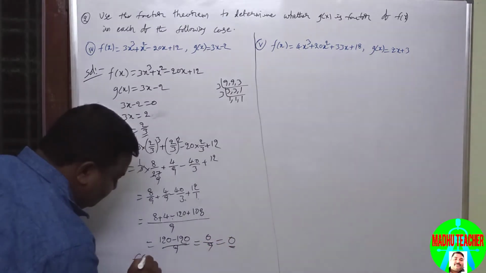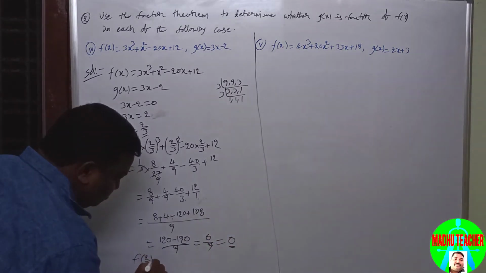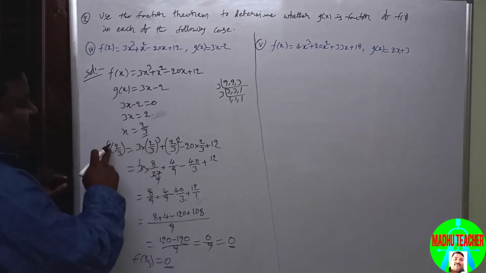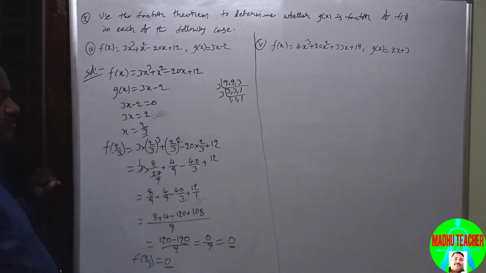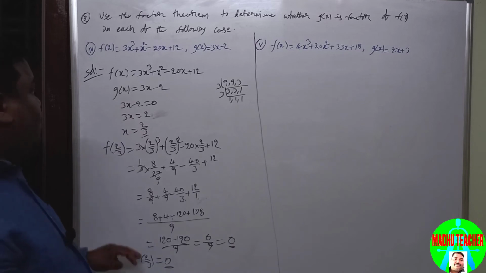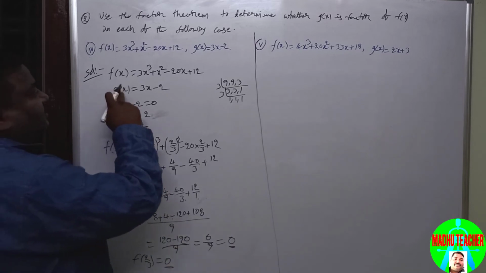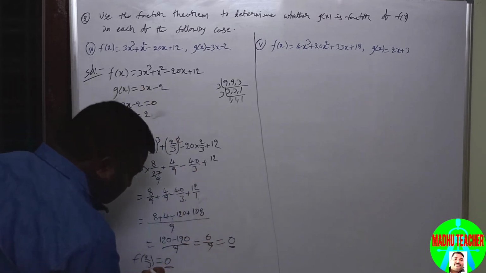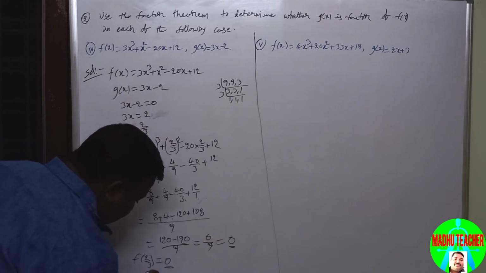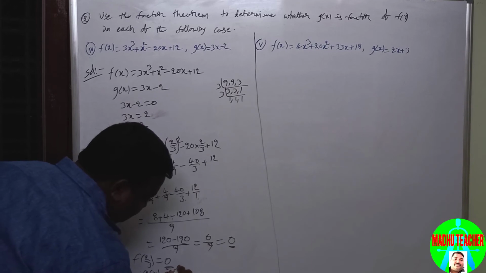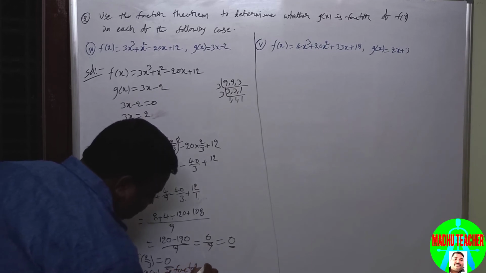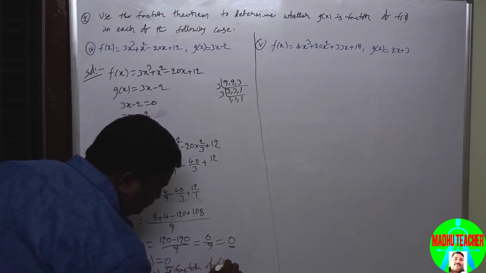Therefore f of 2 by 3 equal to 0. Therefore we say that g of x is a factor of f of x.